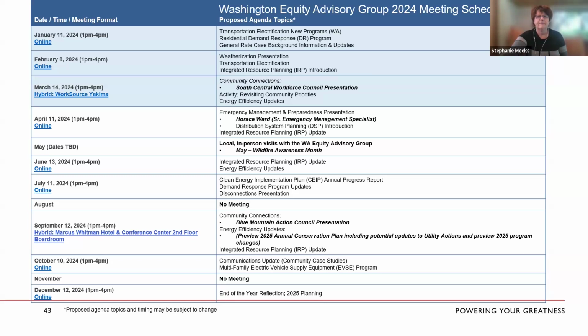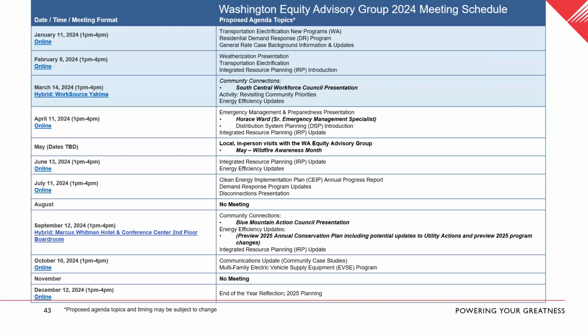Our next meeting will be taking place on April 11th. We encourage all participation. If folks are interested in the space or might want to learn more, you can certainly connect with me offline. I would be happy to provide an overview. In April, we will be touching on emergency management and preparedness. This was from feedback provided by our advisory group as a topic that they would want to learn more about. We'll have one of our specialists on the line who's very experienced, especially in the Washington area. We will introduce distribution system planning, so we'll have Ian back. And then we will provide an integrated resource planning update, so we'll have Randy back.